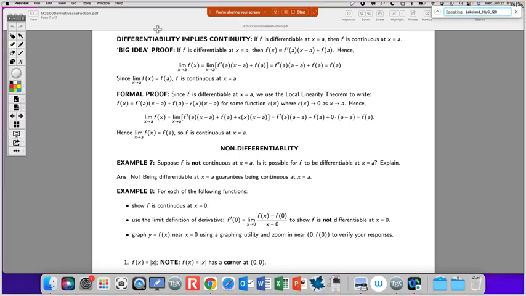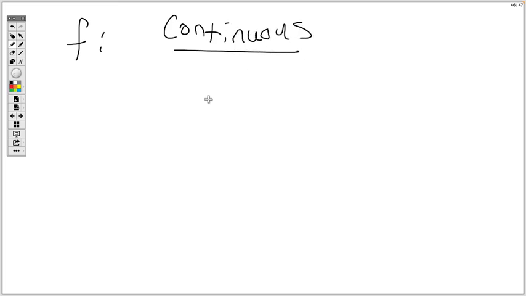All right. Now for the last half hour or so, we're going to talk about the connections, differentiability, when it works, when it doesn't work. So we have two types of properties for functions that we've talked about. We have a function f. We have the concept of continuous, and we have the concept of differentiable.